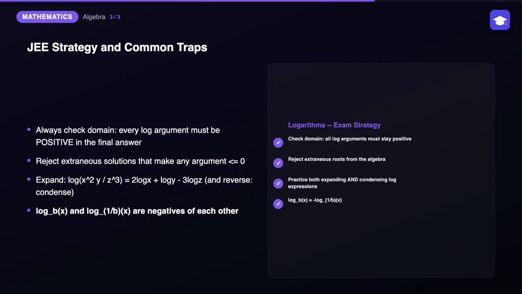Also remember that log base b of x and log base 1 over b of x are negatives of each other, and that changing the base from greater than 1 to between 0 and 1 flips the logarithmic function from increasing to decreasing.